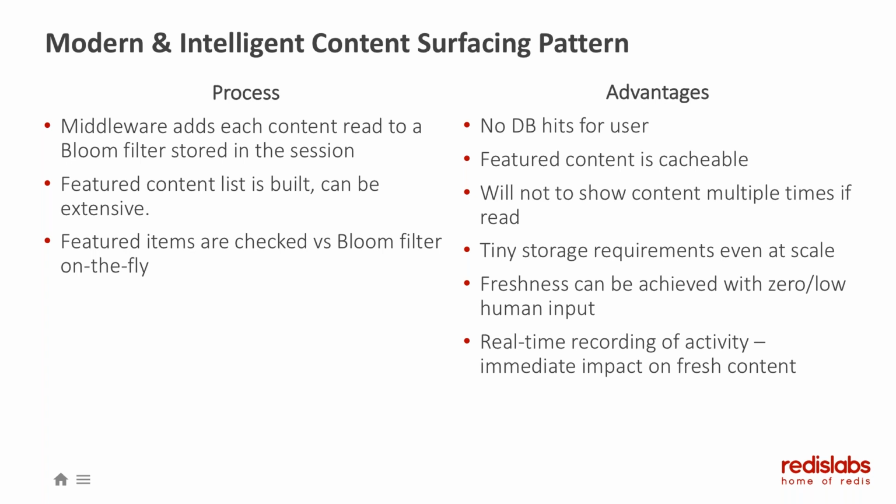And the freshness can be achieved without this curatorial process, right? So even though you may have your featured content list, you keep that with a very large number, a very large cardinality, and then you just rely on your Bloom filter to continually check that and make sure that you're not showing the same thing over and over again to users. And it's real time, right? So you're recording the activity as it happens.